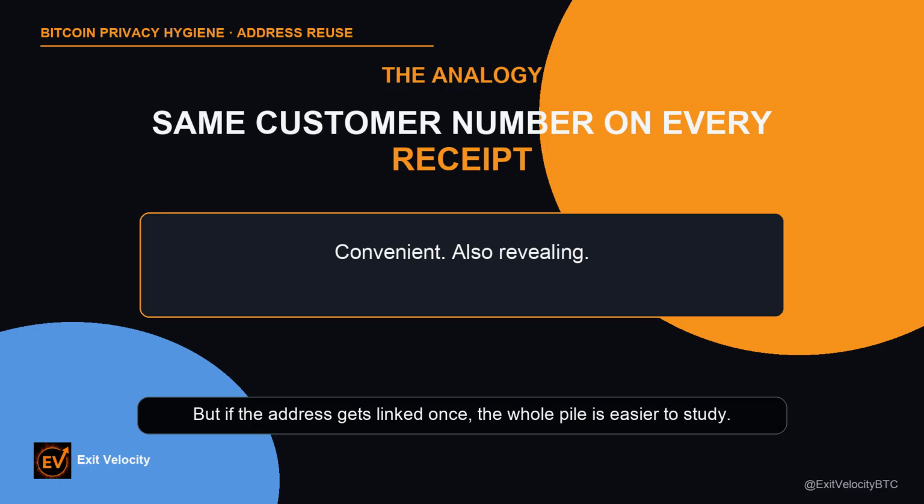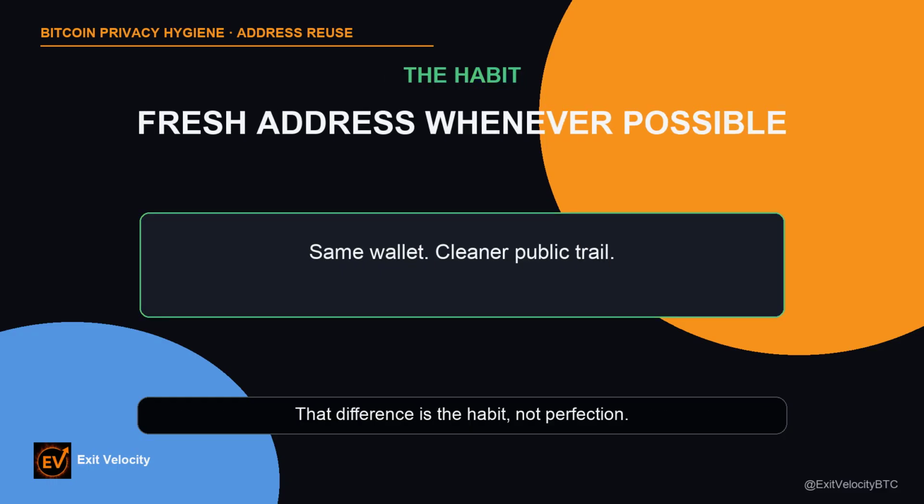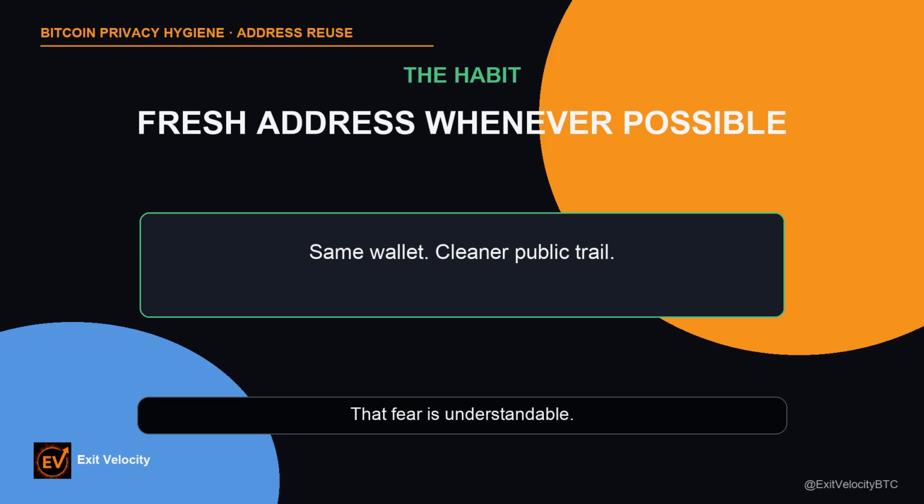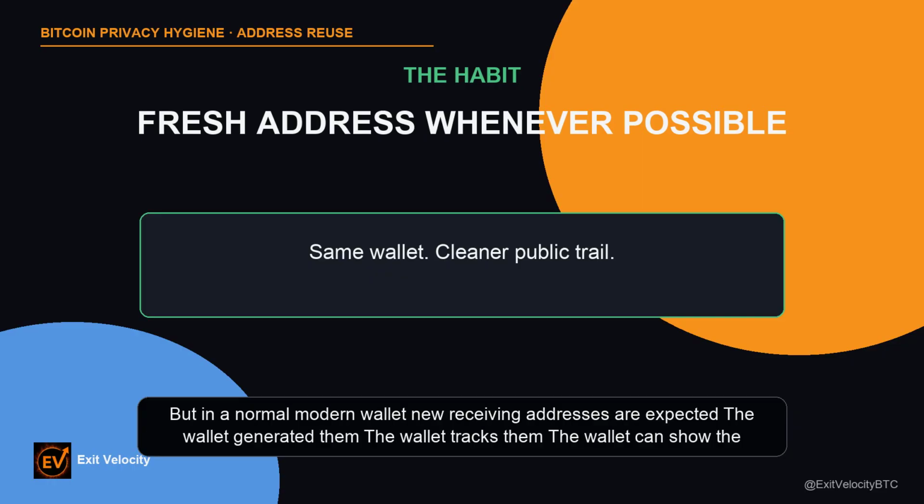Now compare two users. User 1 receives every withdrawal, every payment, and every donation to one address. Anyone who sees that address can watch the pile grow. They may not know the person's name, but if the address gets linked once, the whole pile is easier to study. User 2 receives to fresh addresses. That does not make them invisible, but it avoids handing observers one tidy folder with every payment inside it. That difference is the habit, not perfection.